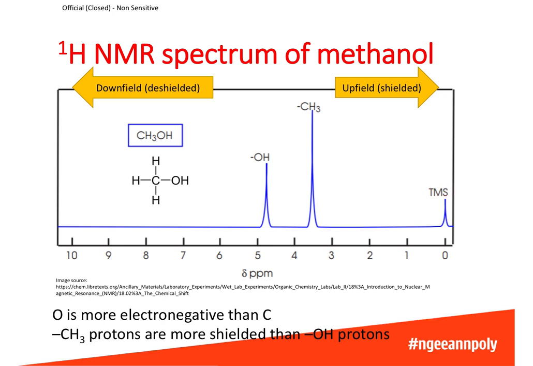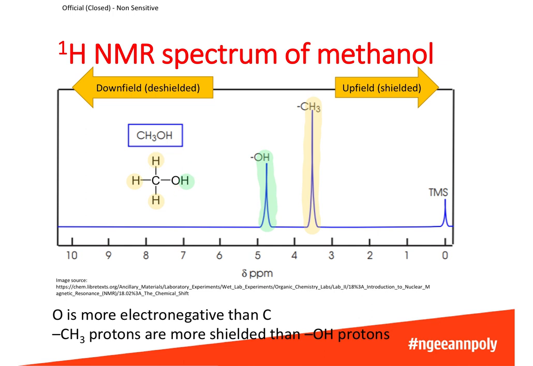Methanol itself gives two peaks on the NMR spectrum, one at about maybe 3.6 ppm and another peak at around maybe 4.8 ppm. If we look at the chemical structure of methanol, these three hydrogen atoms are bonded to the same atom, and so they are said to be in the same chemical environment. These three protons give rise to this peak. There is also another proton bonded to O, and it gives rise to this peak.